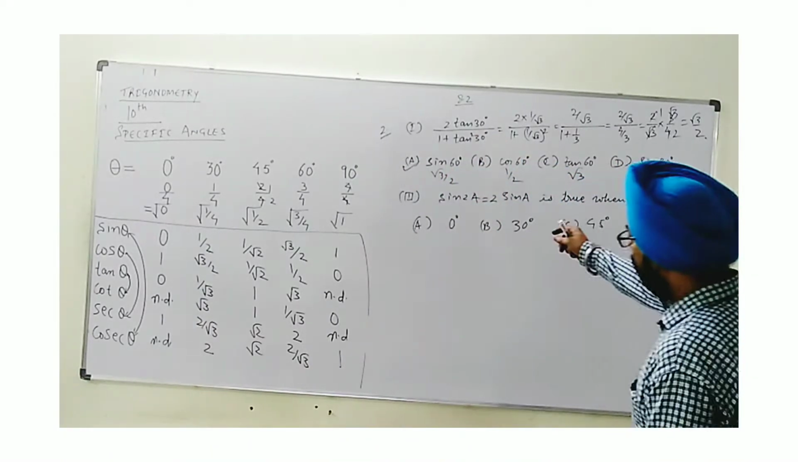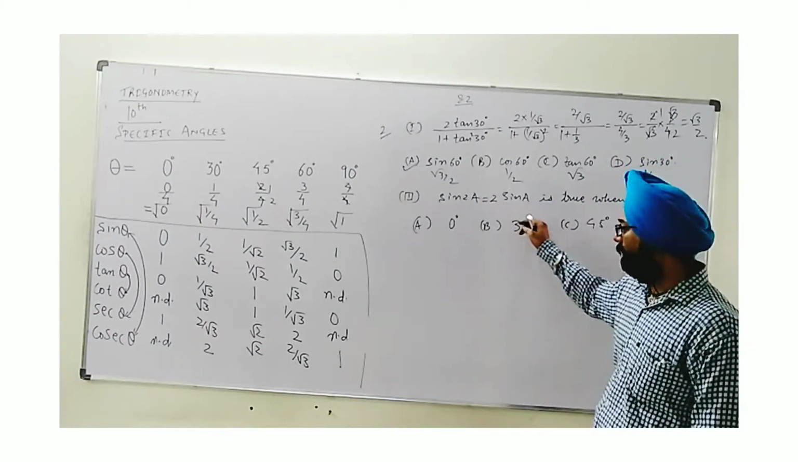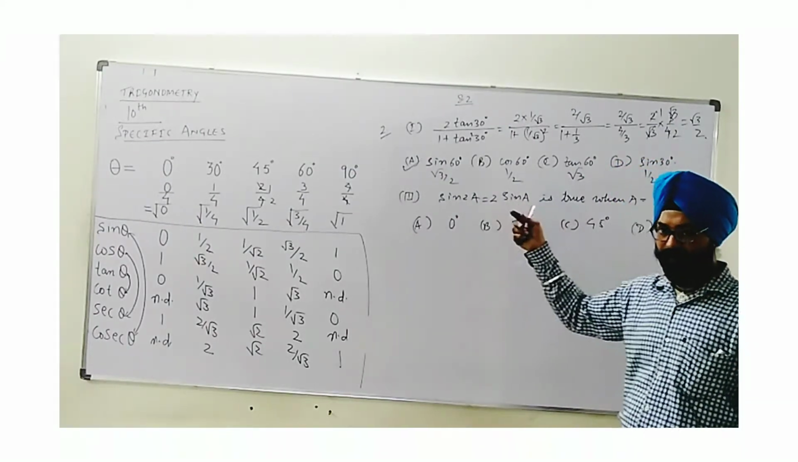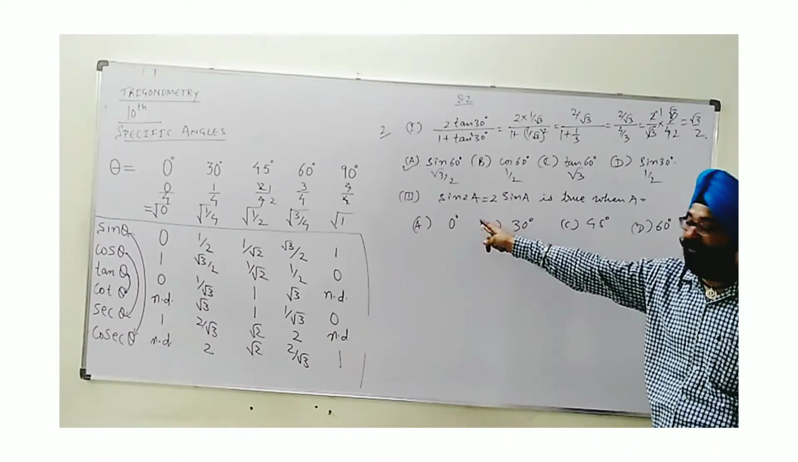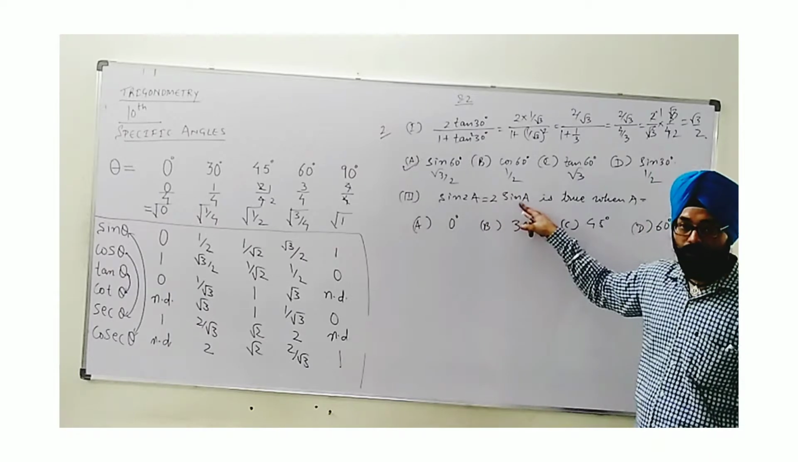Now in this third part, I find something special that is different from the others. We need to select one value of A which satisfies this equation: sin 2A is equal to twice of sin A.